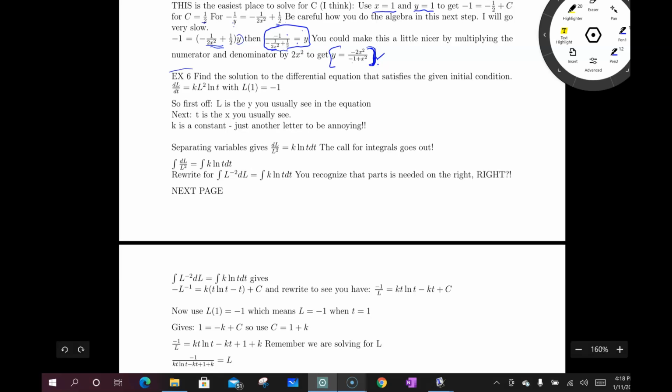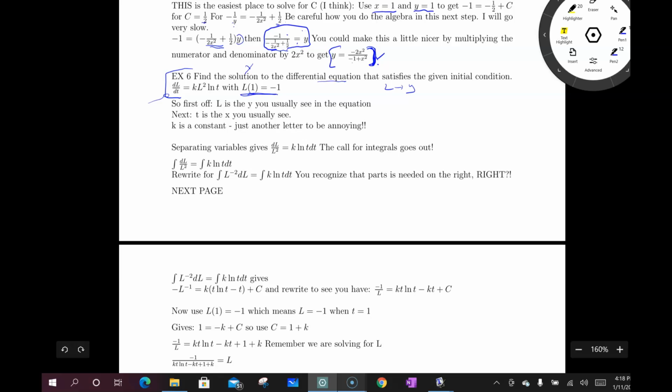Okay, here it is, example 6. So here's the question. Find the solution to the differential equation. That means find y, right? The solution is y, the function that satisfies the differential equation, given this initial condition. Okay, so I have L instead of y, right? L is the y. So let's figure out what the independent variable is.